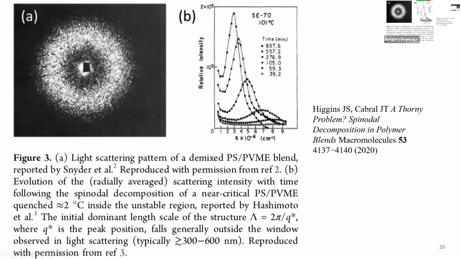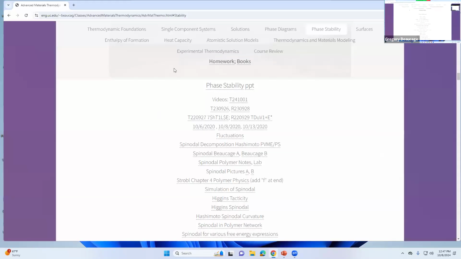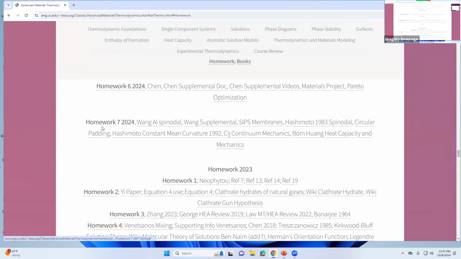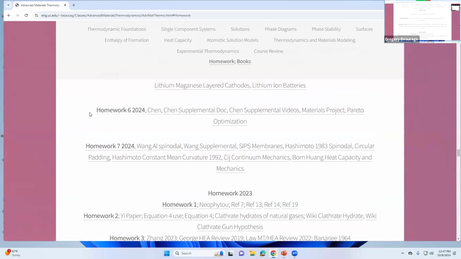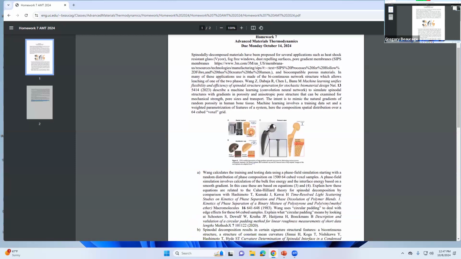So, yeah, the homework this week is about the spinodal decomposition. I didn't finish grading the other homework, the homework 6. I don't know why. I get caught up with things and it kind of didn't get finished. But anyway, this is the homework. It's about this spinodal decomposition.